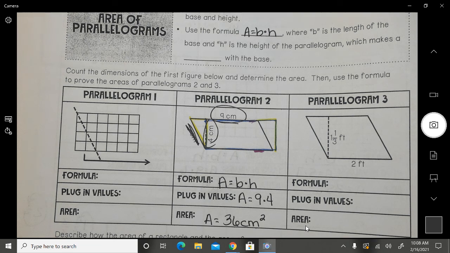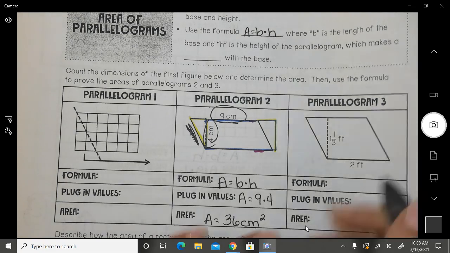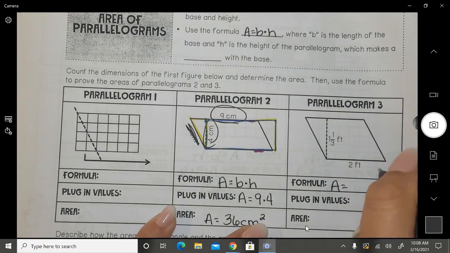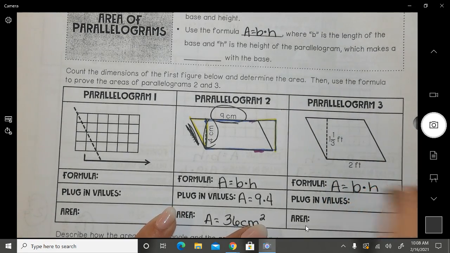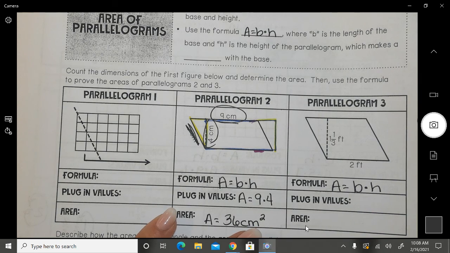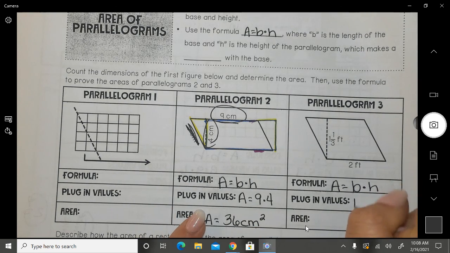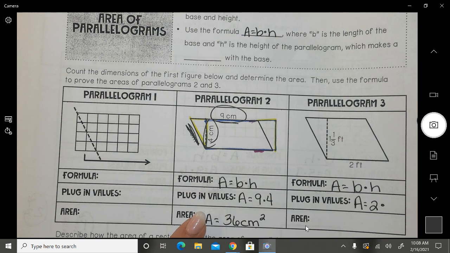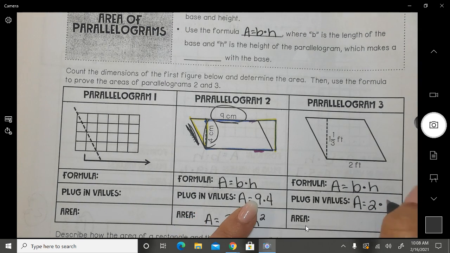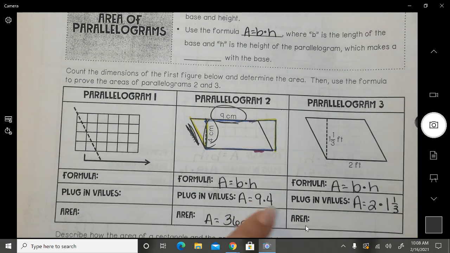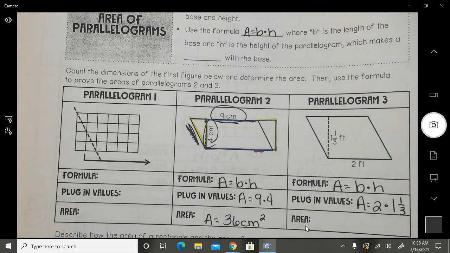Yep, exactly. All right, so if we look at this one right here, they only give us 2 points, right? They only give us 2. So the area equals base times height. So if I plug it in, I've got area equals 2 times 1 and 1/3. And I can multiply those together to get my answer, right? And then it would be feet squared.